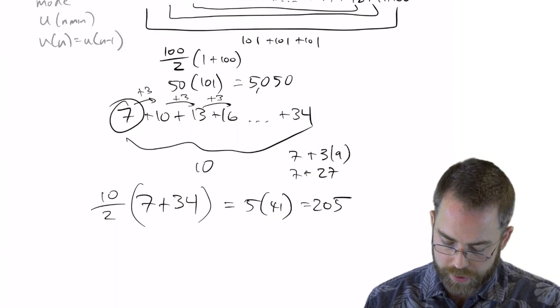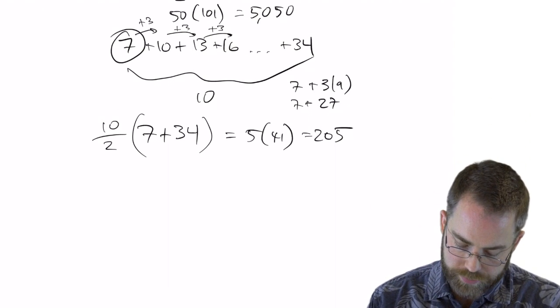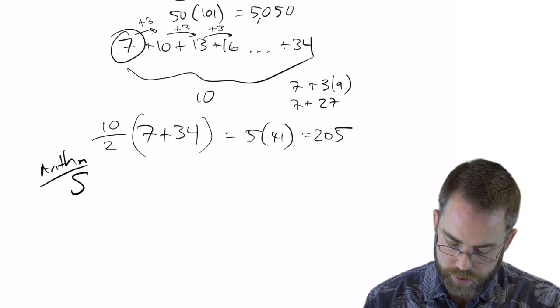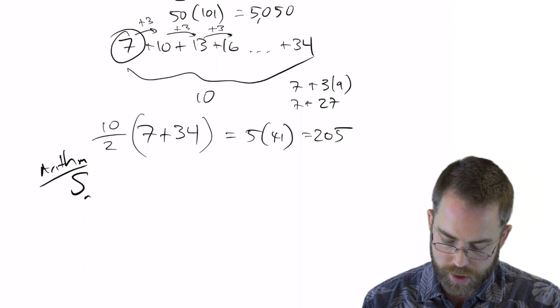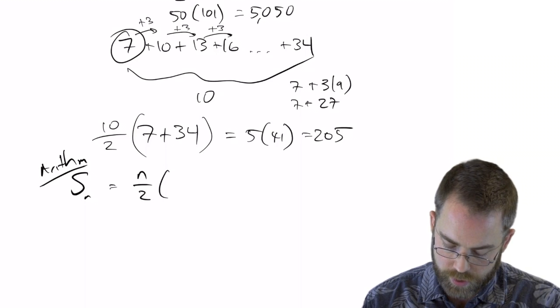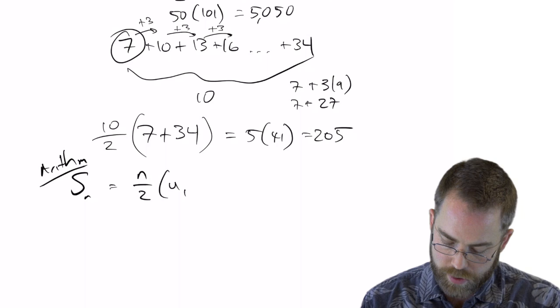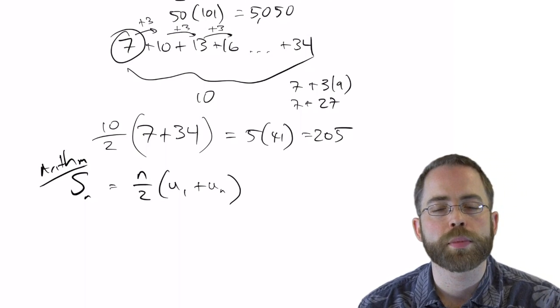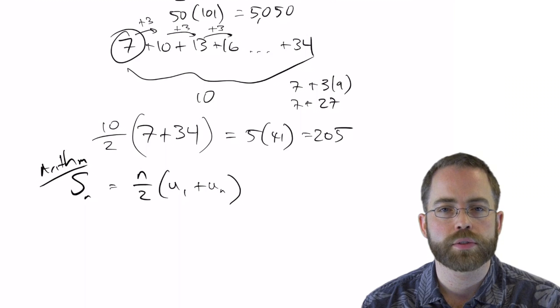So if you're thinking about that in terms of a series, if you're trying to add up an arithmetic series up to the nth term, then you're just going to say that's n over 2 times the very first term plus the last term. So that's the formula for an arithmetic series.